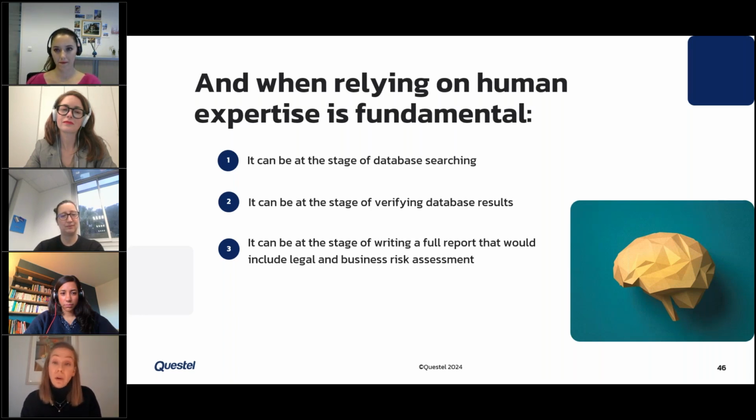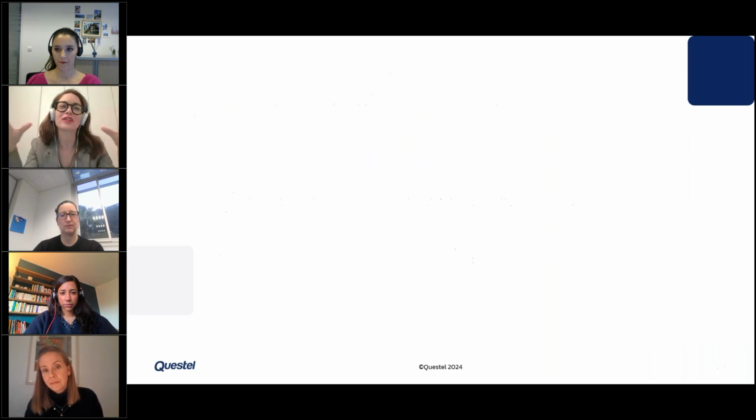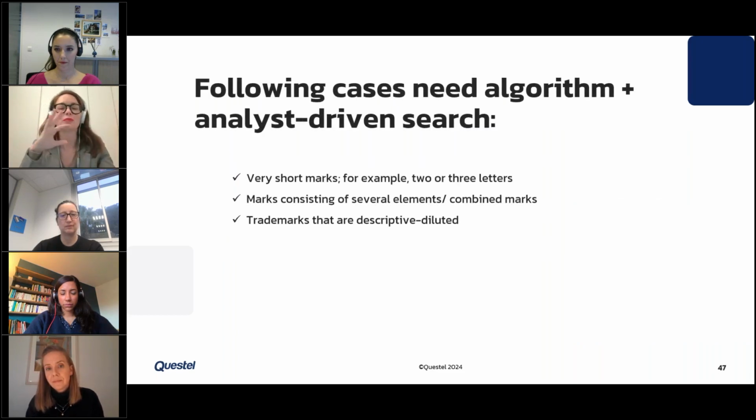And then the third part would be that you have a set of results already, but you have a hard time making a conclusion of what the set of results means. And in that case, having a lawyer or an analyst giving you a legal and a business risk assessment can definitely help. And this is very interesting for me. And when do you think there could be a case where it's very good to combine algorithm plus analyst-driven search? So the tool and a professional.